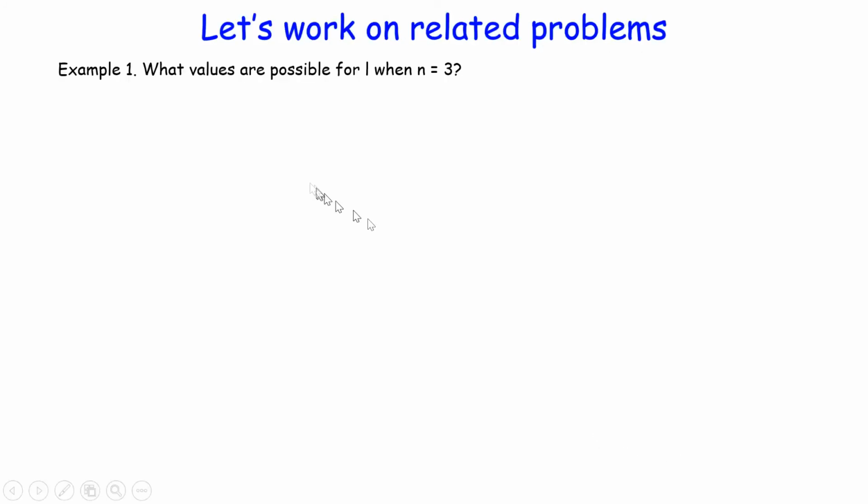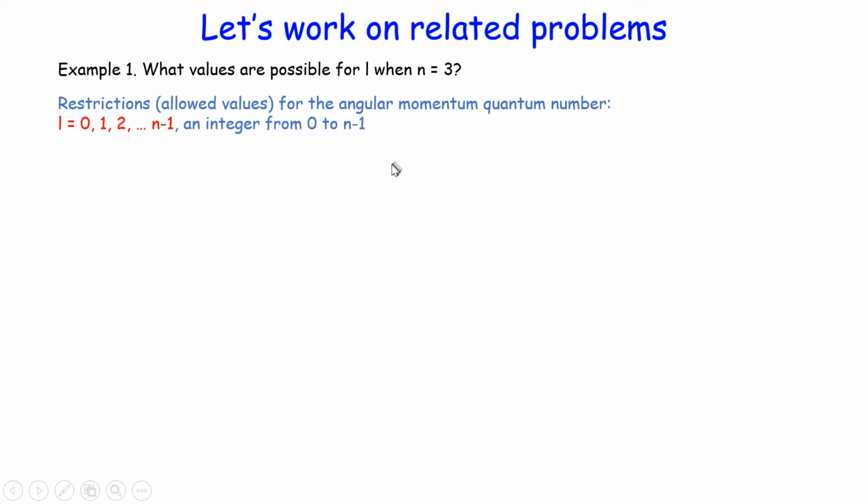Now let's work on a few examples. The first one: what values are possible for L when n equals 3? We know the rule for the allowed values of L is starting from 0 until a maximum of n minus 1. Since n equals 3, n minus 1 is 2. So 2 should be the maximum. Then 1, 0. So the possible values for L are 0, 1, 2.